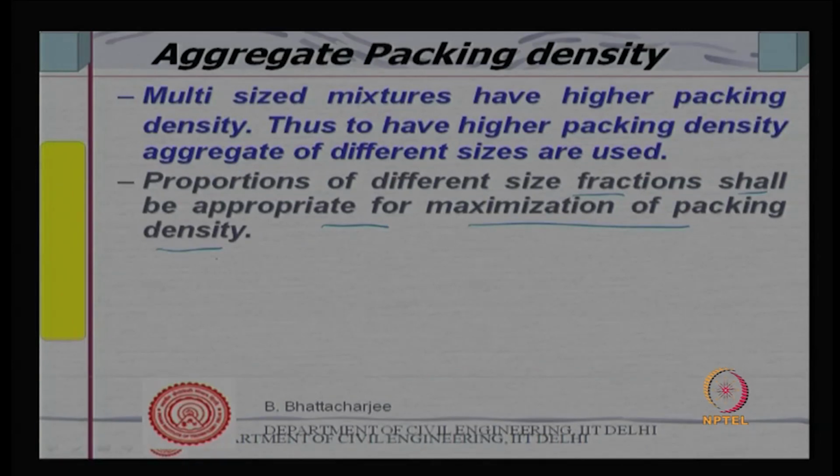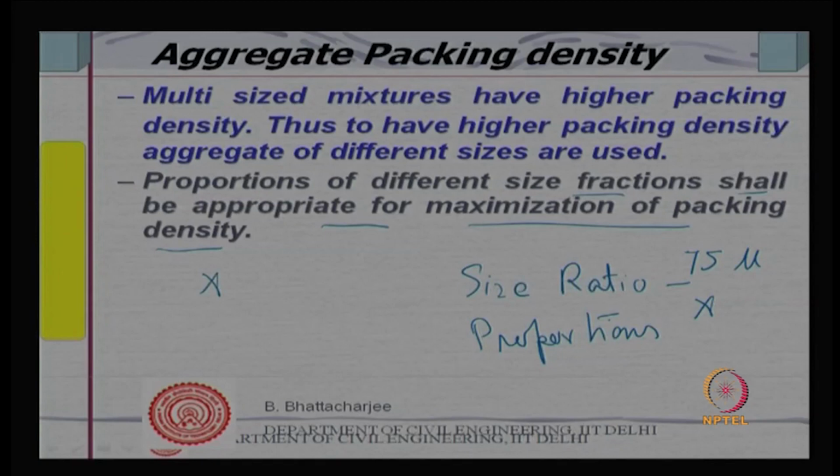So, one thing is size ratio, this is an important issue, and proportions are an important issue. Size ratio means, the maximum size, let us say is 75 micron, then next size let us say is x. So, one size is x, next size is y, ratio of this y by x, this is size ratio. And we said that this quotient generally we use as 2.